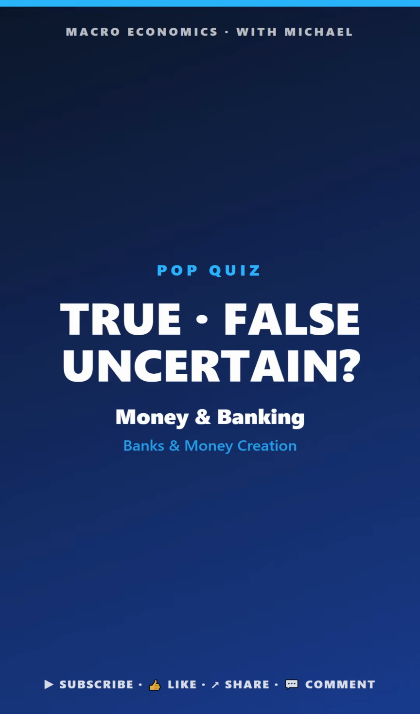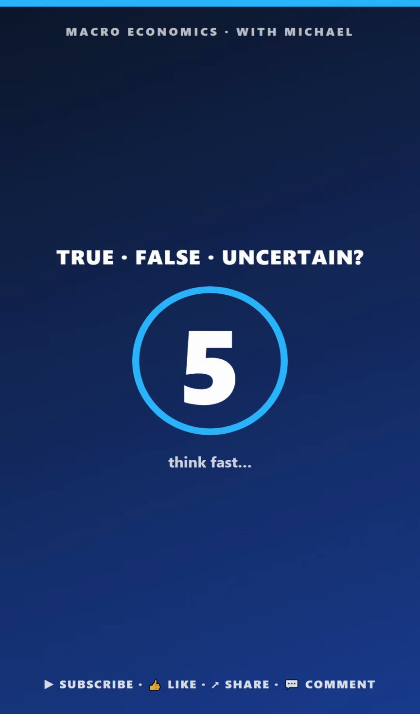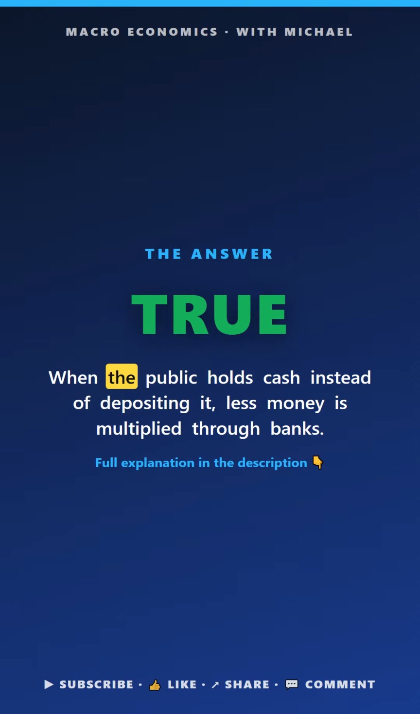Macro pop quiz. Money and banking. True, false, or uncertain. The money multiplier is usually smaller than the simple deposit multiplier because of cash leakage. The answer is true. When the public holds cash instead of depositing it, less money is multiplied.